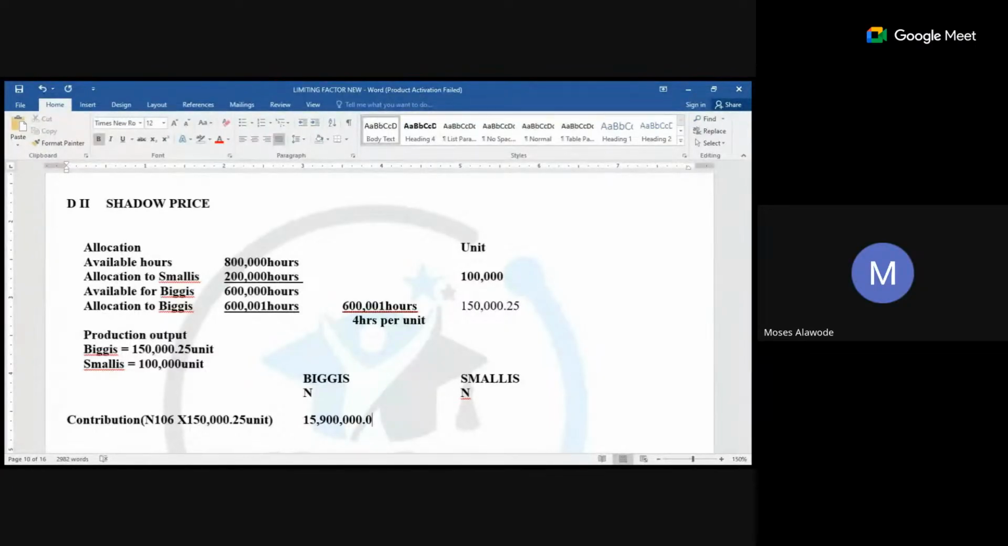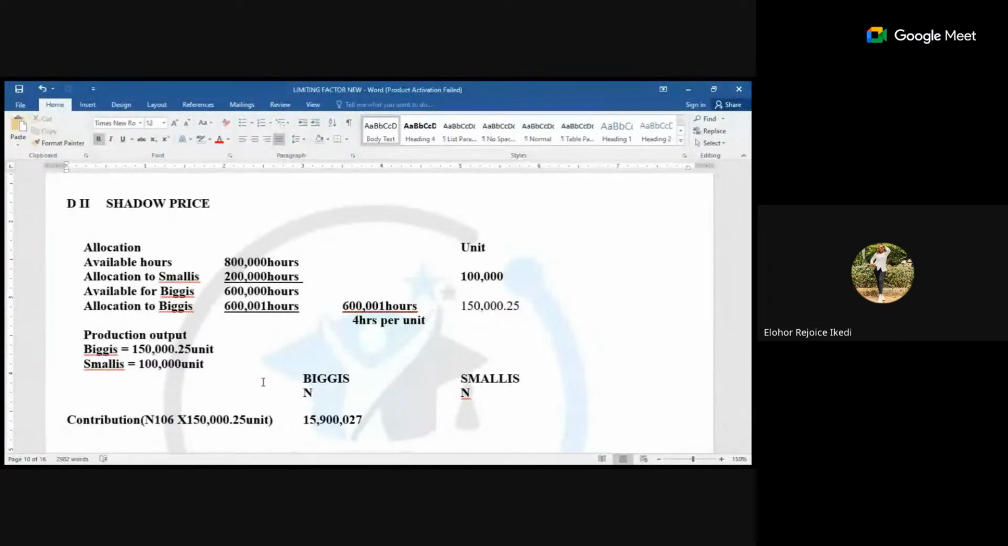Point what? 0265. Is this correct? No, sir. It's 15,900,000 27 naira. Are we supposed to approximate directly? It's already approximate. We are converting to naira now.